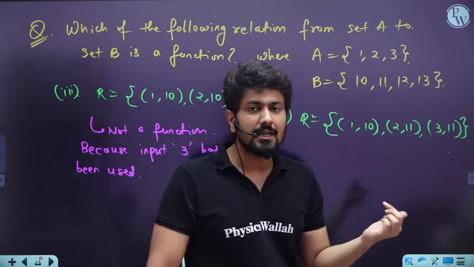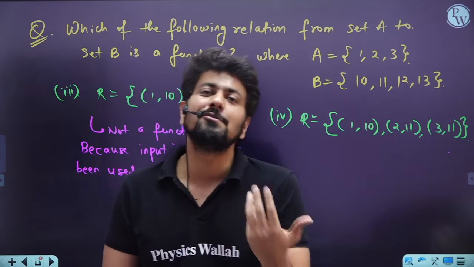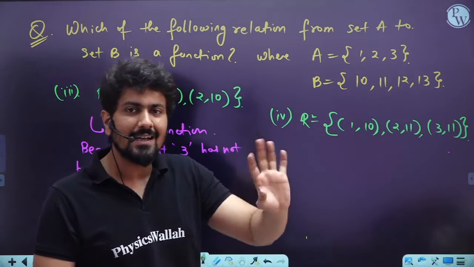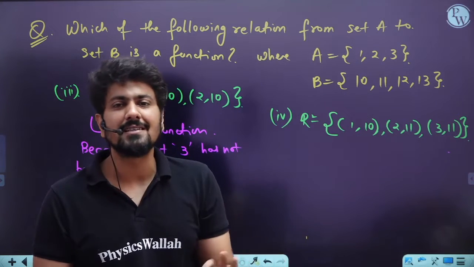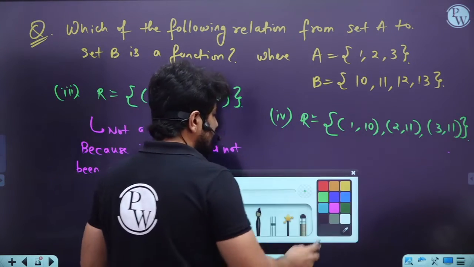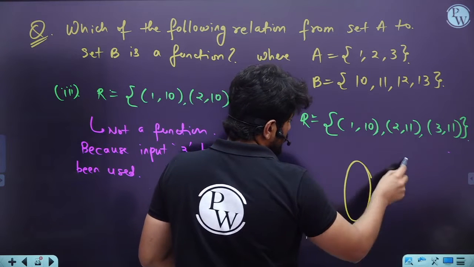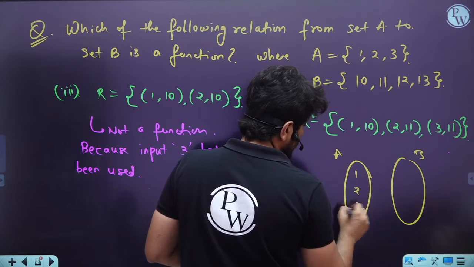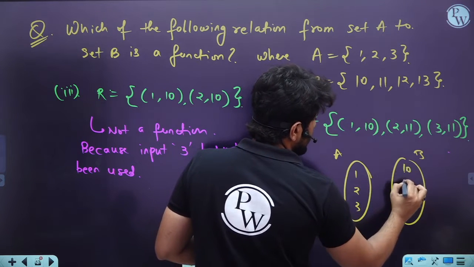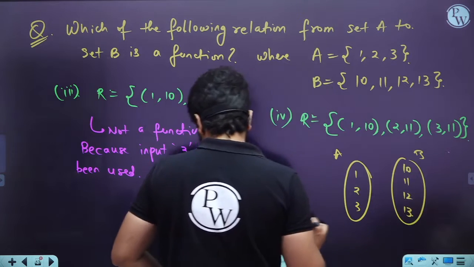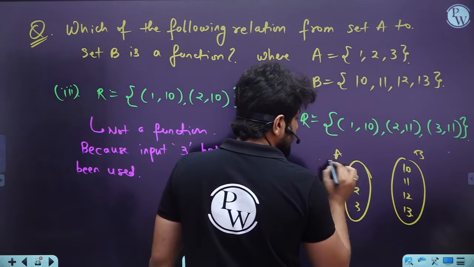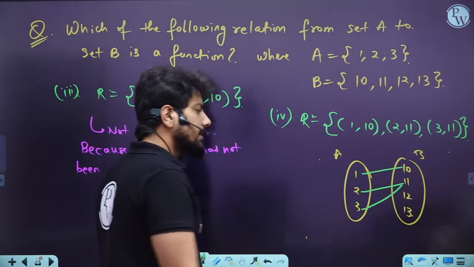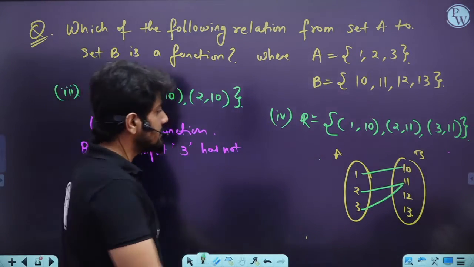And there shouldn't be multiple use of the input, right? All the inputs should be working, but they shouldn't be working too much. At one input, we are getting a unique output. For every input, we are getting only one single output. If you represent it diagrammatically, it will look like this. This is set A, set B, we have 1, 2, 3, then we have 10, 11, 12, 13. So 1 is related to 10, 2 is related to 11, 3 is also related to 11. It's okay. This is a function.